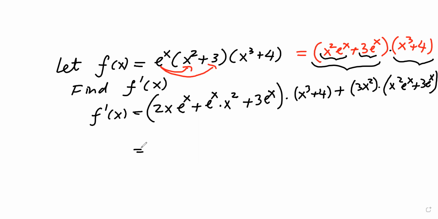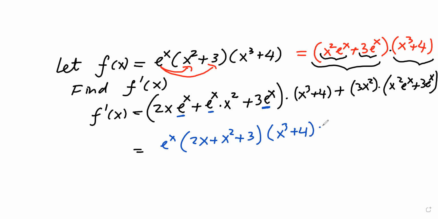And now when I look at here, I see e to the x in each term here. So I can just factor e to the x, and that will give me 2x plus x squared plus 3 here. And then this is x cubed plus 4. And then right here, I can do the same thing. I can just factor e to the x. So that will be 3x squared e to the x, and that's x squared plus 3 right here.